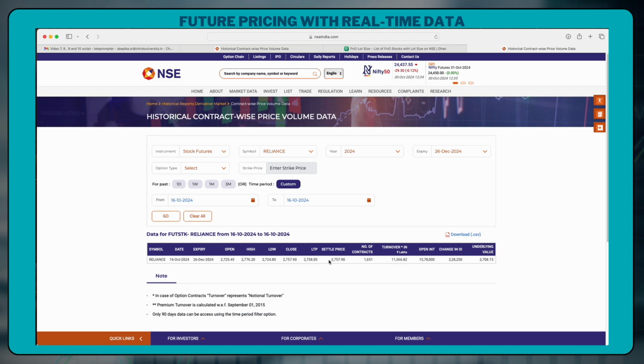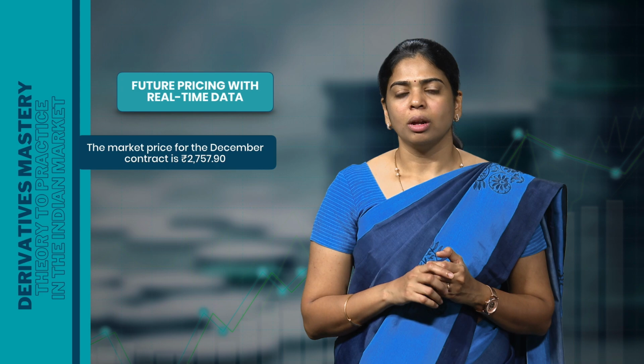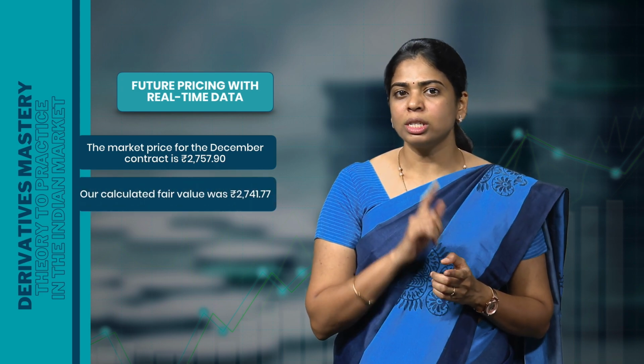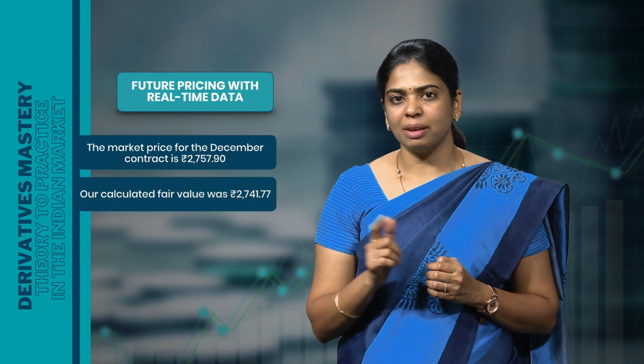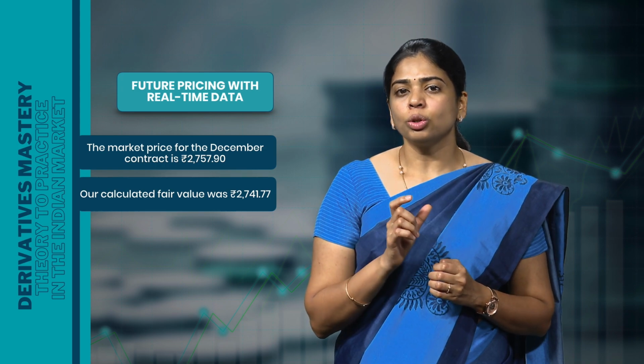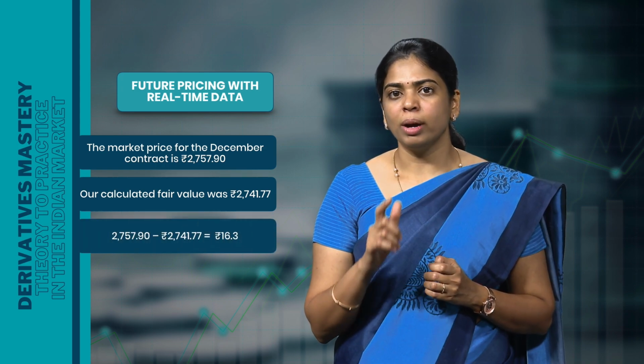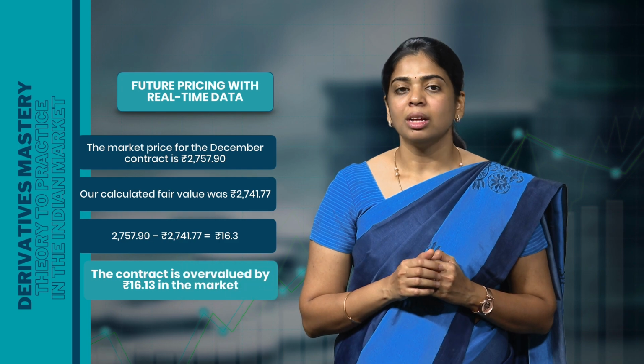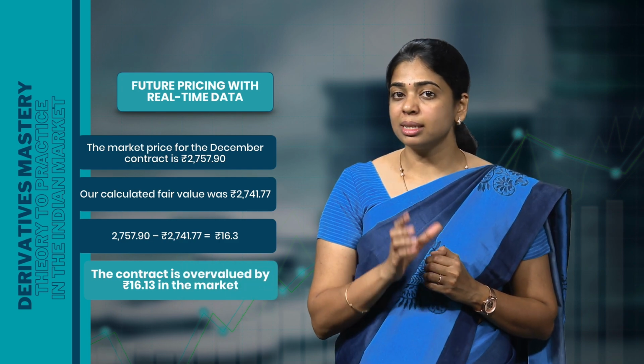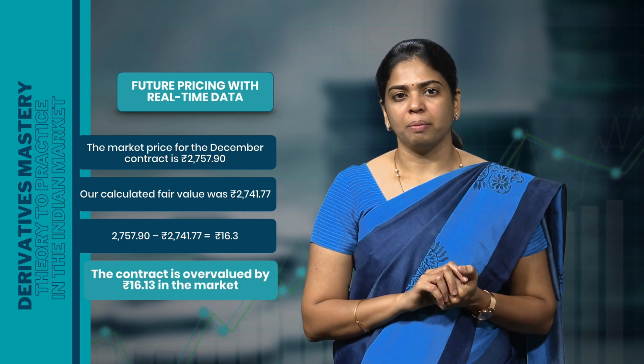So the market price for the December contract is 2757.90. But our calculated fair value was 2741.77. This shows that the market price exceeds the fair value by 16.13 rupees. Thus, the contract is overvalued by 16.13 in the market.